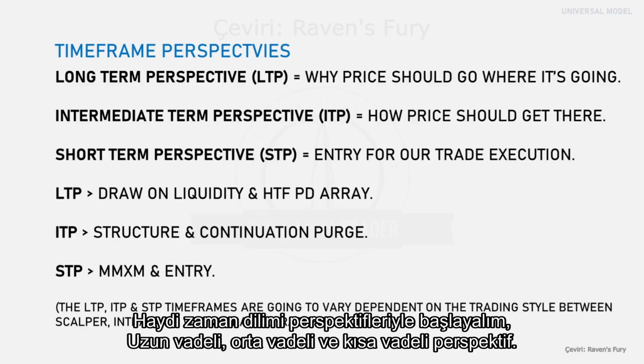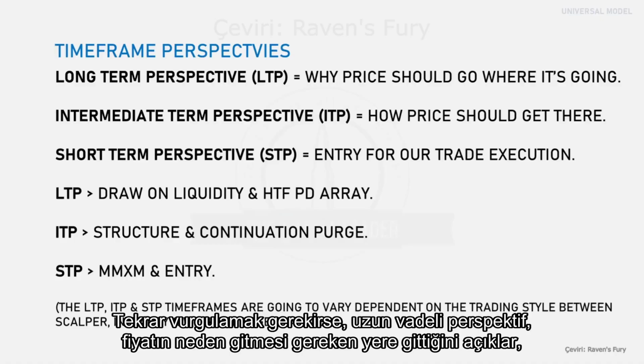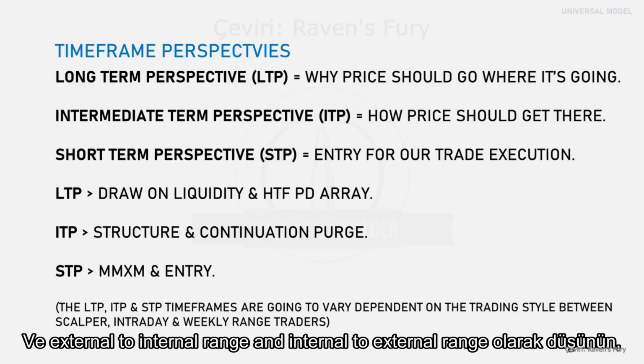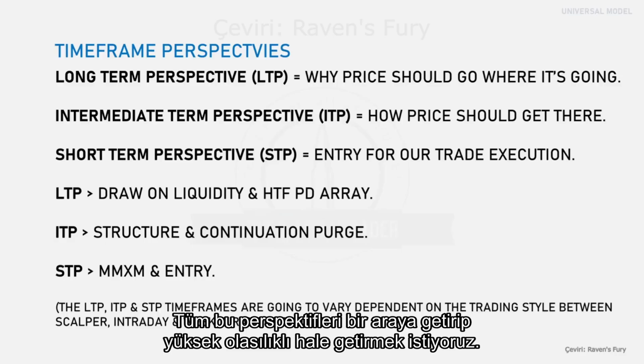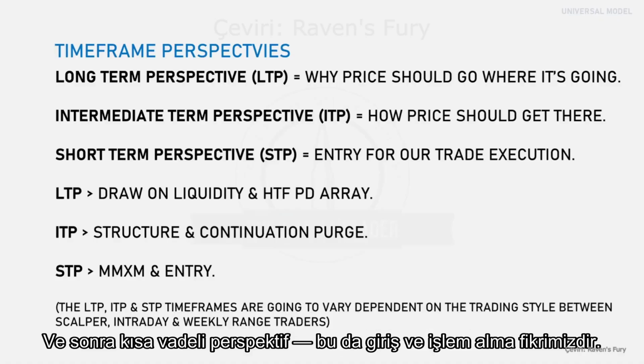So let's start off with time frame perspectives, right? That long-term, intermediate term, and short-term perspective. Reiterating again that long-term perspective is the why price should go where it is going, right? And think about that external to internal range and internal to external range, right? Then intermediate term perspective, this is how price should get there, right? We want to line up all these perspectives together so they are high probability. And then that short-term perspective, that's our entry and our trade execution idea.